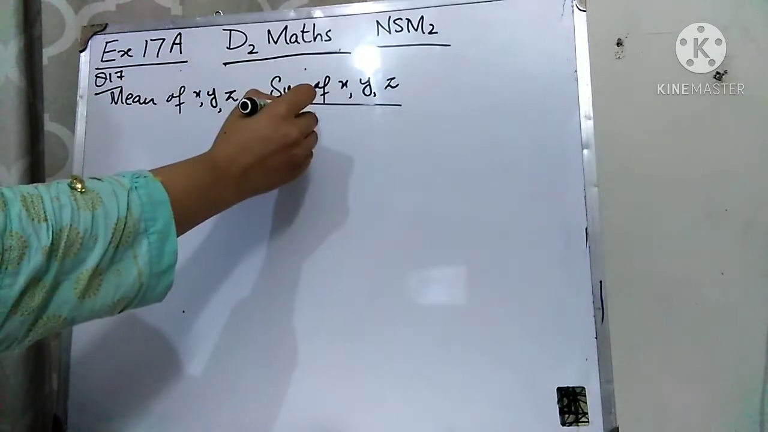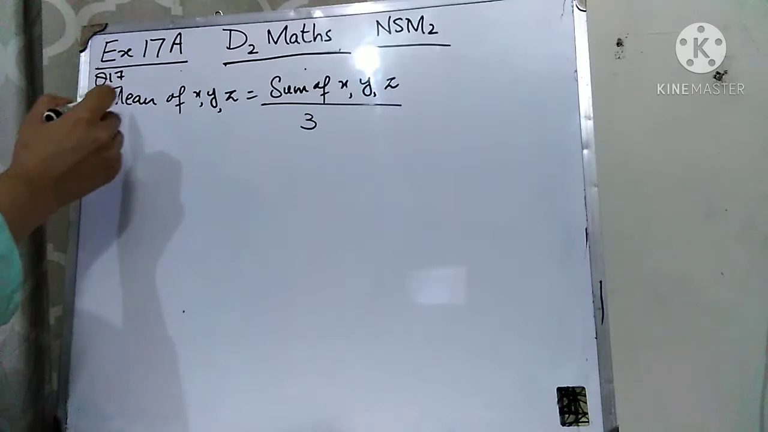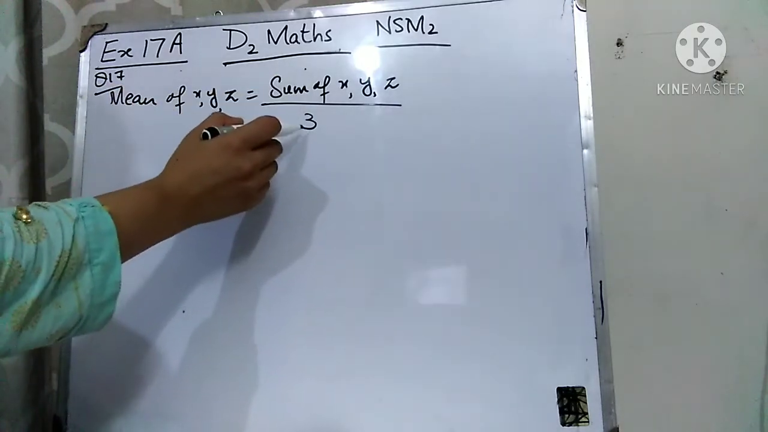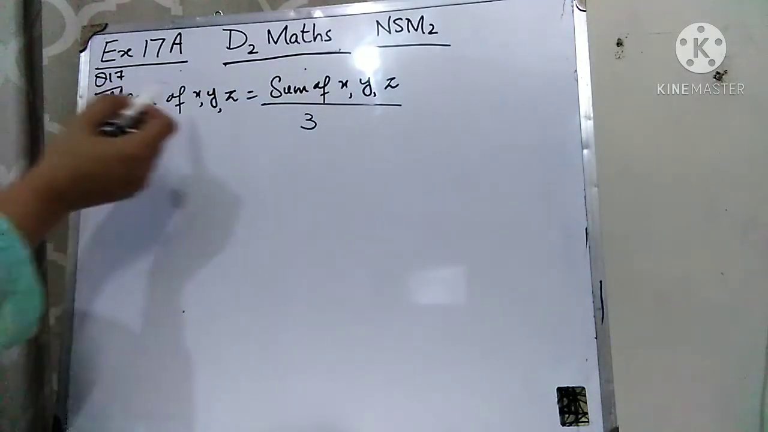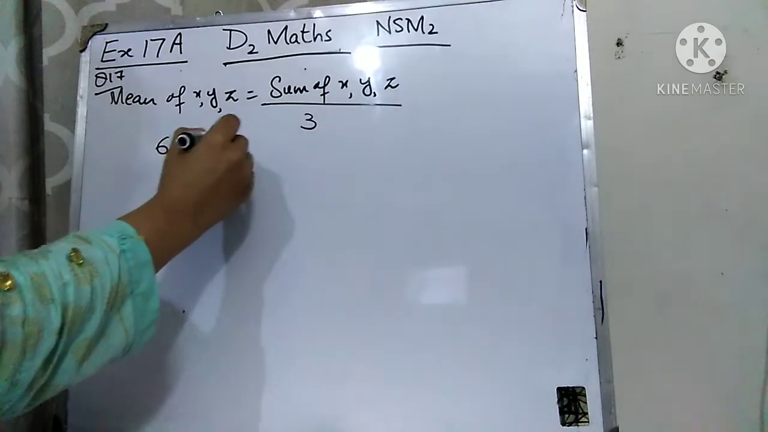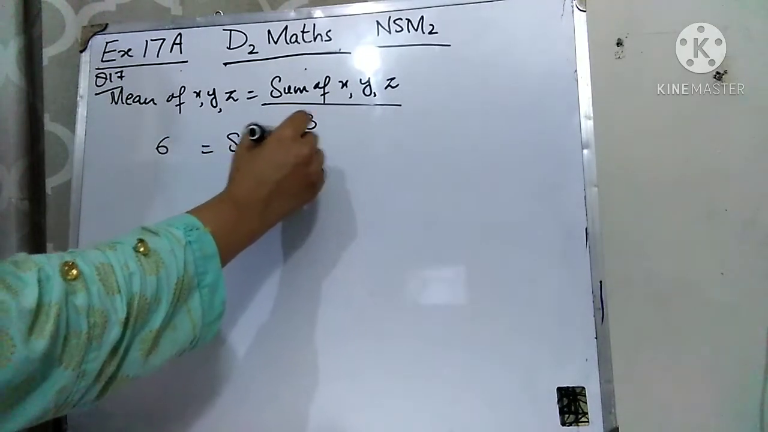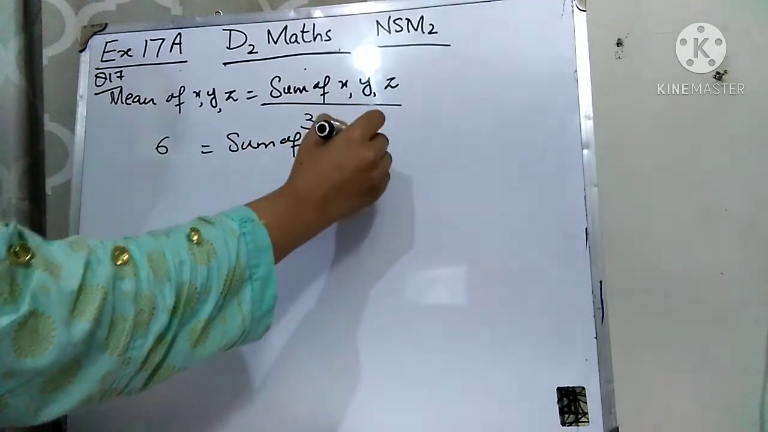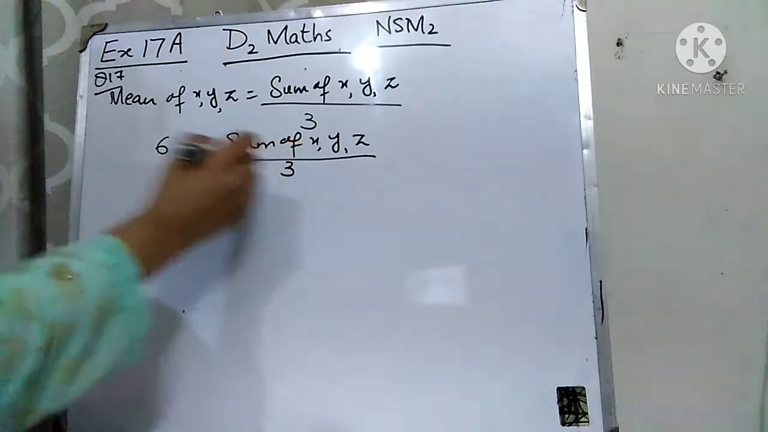So in the denominator you write down the total number. You know that this is the formula: mean is equal to sum of values divided by total values. So the total number is 3 because x, y and z are 3 numbers. The mean is given and that is 6. You can write down 6 over here, and we can find out the sum of x, y and z. This is the total number, which is 3, so you can write down 3 as it is.